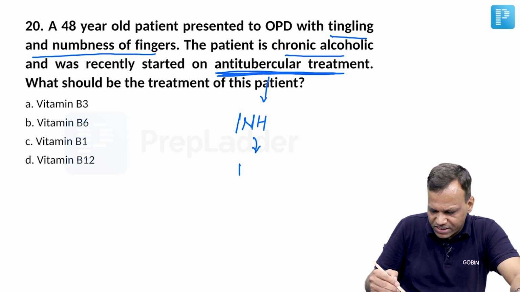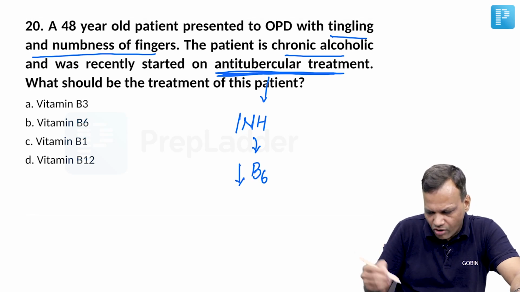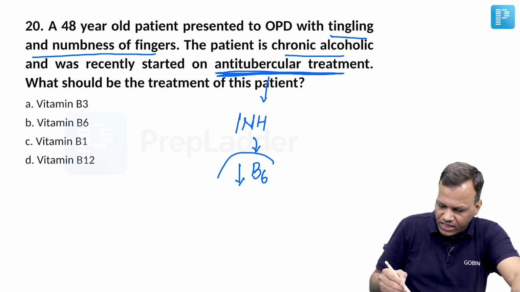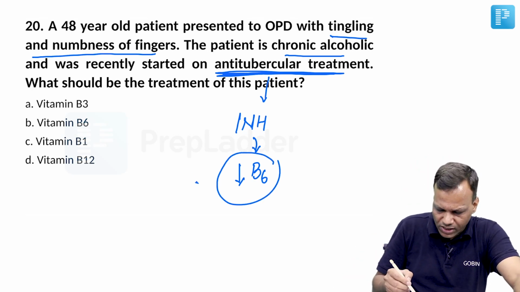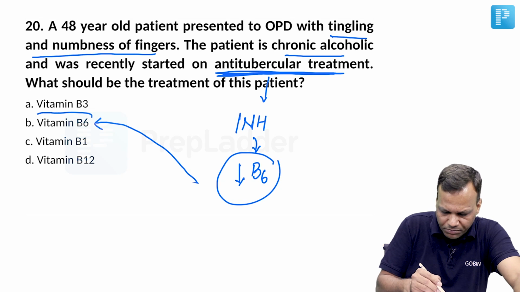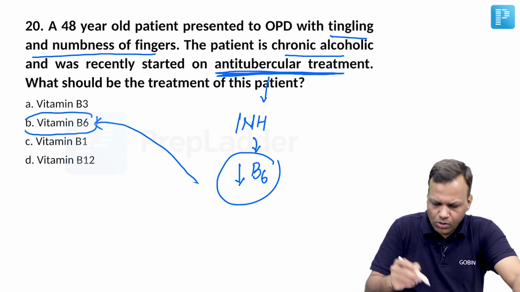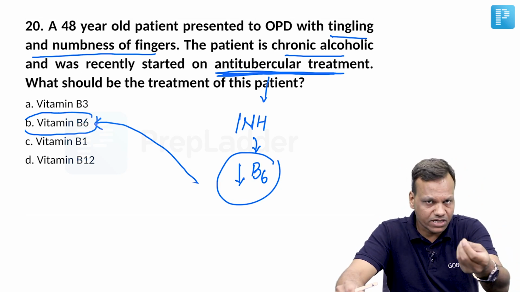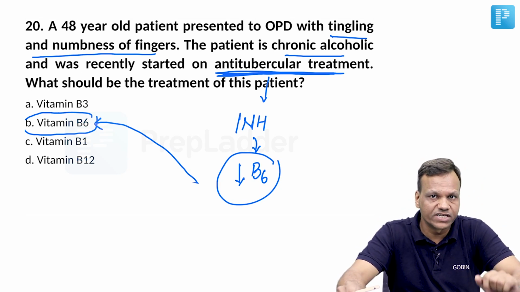Isoniazid causes deficiency of vitamin B6, that is pyridoxine, that can lead to peripheral neuropathy. And so if we give pyridoxine, that can be treated. So answer is pyridoxine or vitamin B6. Now although numbness and tingling, peripheral neuropathy like symptoms, can be due to B12 deficiency also.